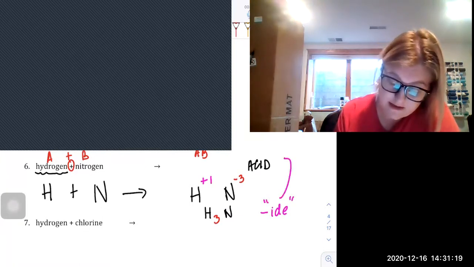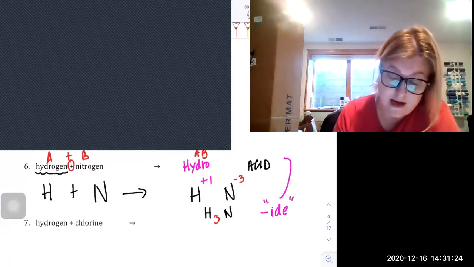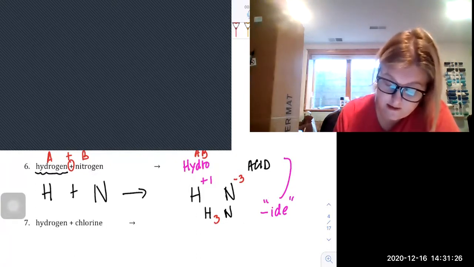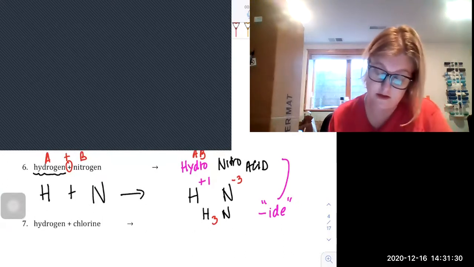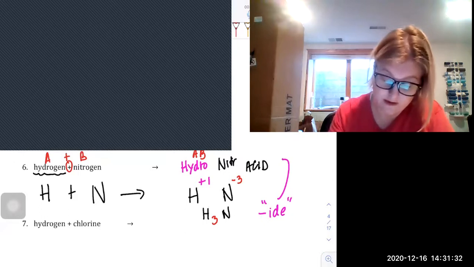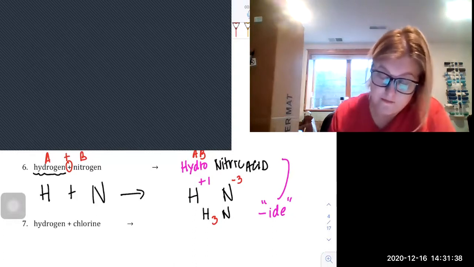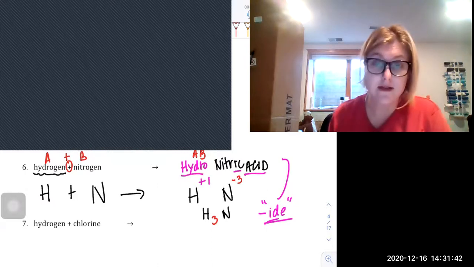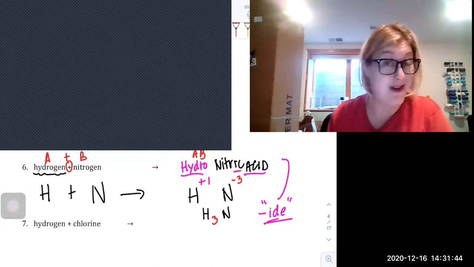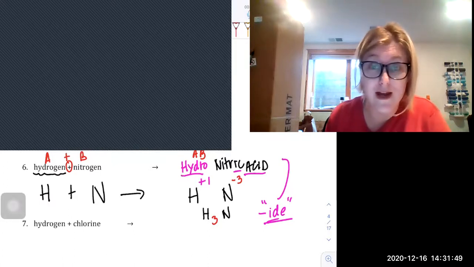That means because it had IDE, it becomes hydronitric, oops, I'm running out of space here. I didn't space myself out very well. Nitric acid. This IDE ending gives you the hydro, gives you the ic and the acid. Okay, that's the hard part. You got to remember that last unit, the acids that we talked about before winter break.